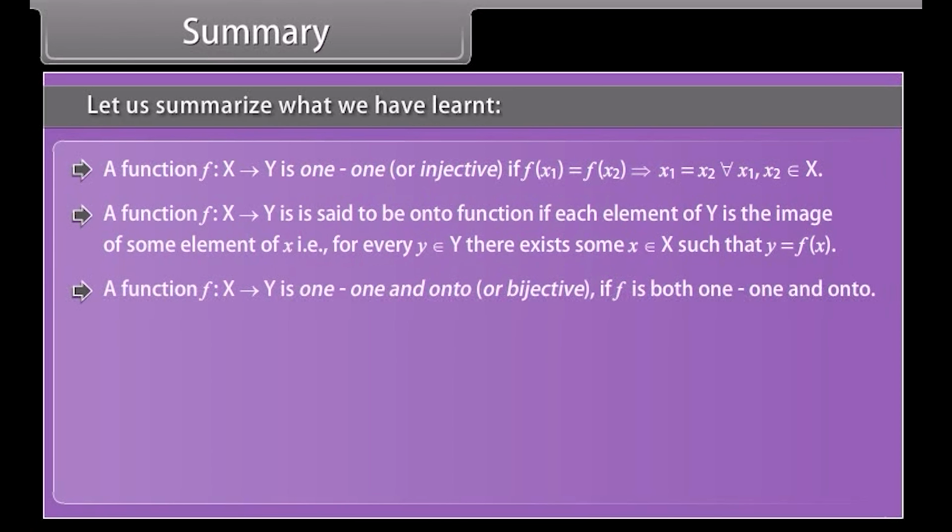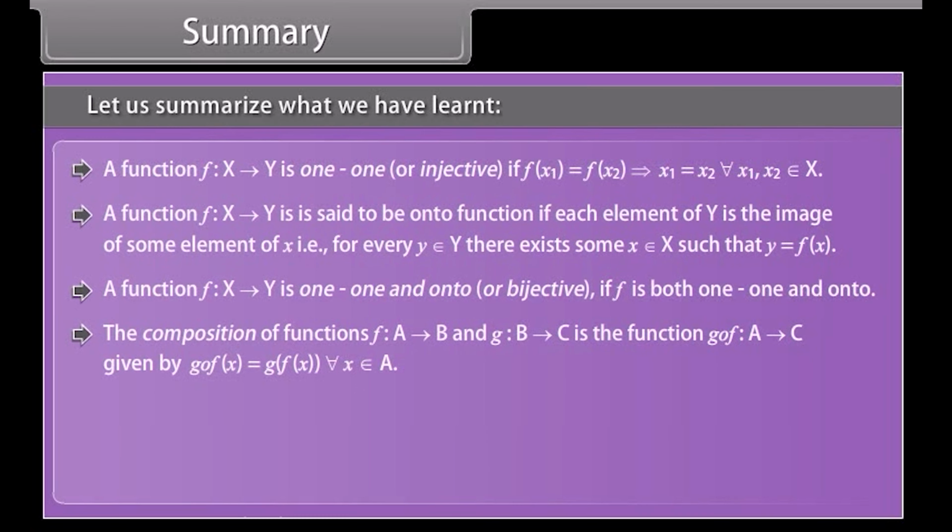A function f from X to Y is one-one and onto or bijective if f is both one-one and onto. The composition of functions f from A to B and g from B to C is the function gof from A to C given by gof(x) is equal to g(f(x)) for each x belongs to A.